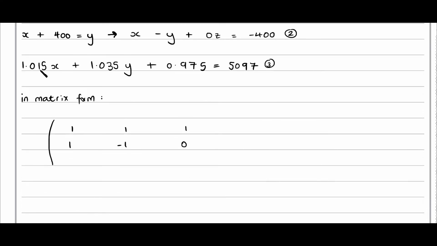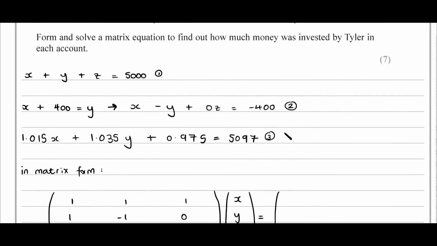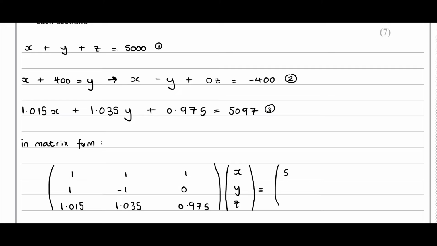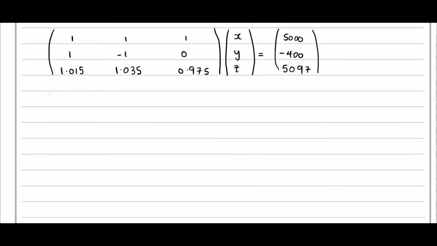And for our final equation we have 1.015x, 1.035y, 0.975z. Obviously we have x, y and z as our vector which we're solving. And this would be equal to 5,000, so that's for the first equation. Our second equation, we see we have minus 400. Our third equation, we have 5079. We can quite easily solve for x, y and z.